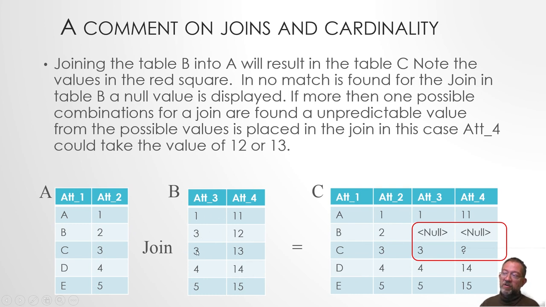This is basically what we call the cardinality. We only want to join one to ones. You can't really join a one to many. And that will then give us this problem of what would be the result here in this question mark.